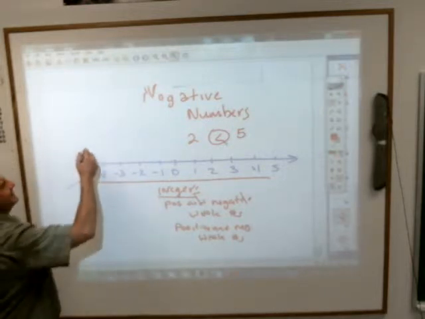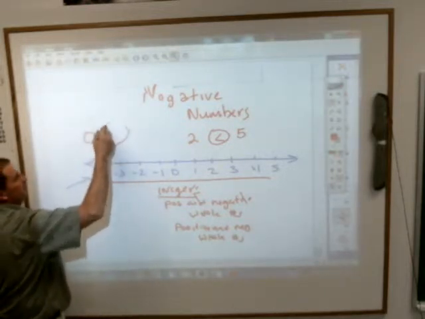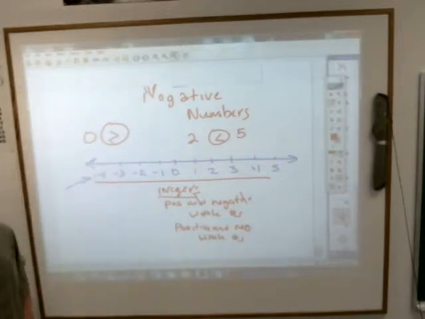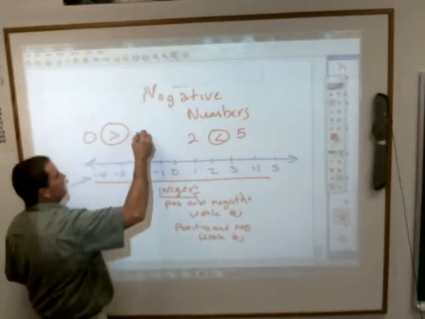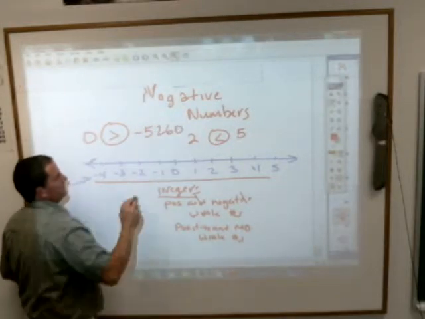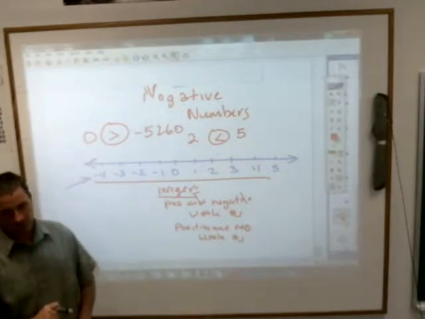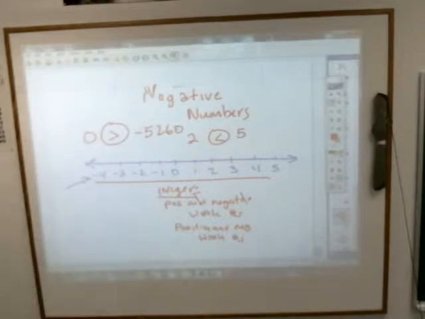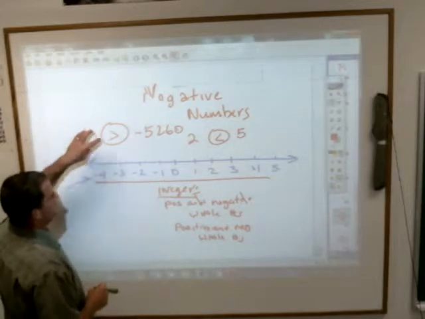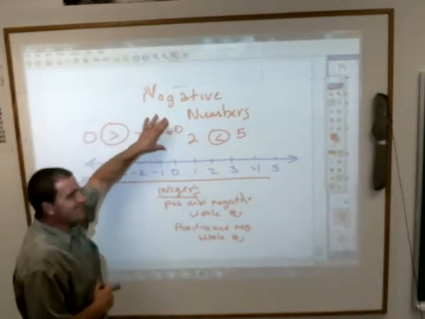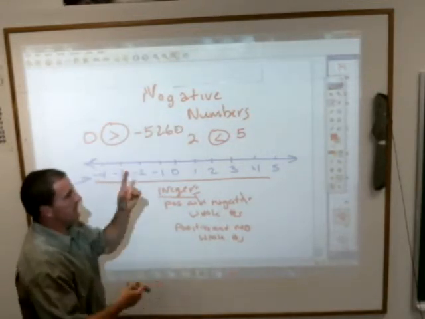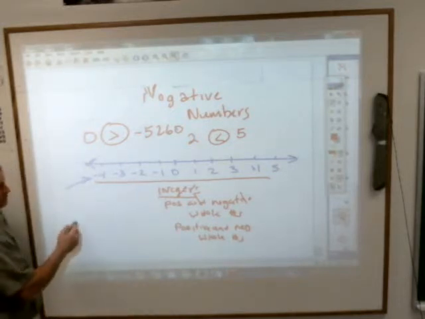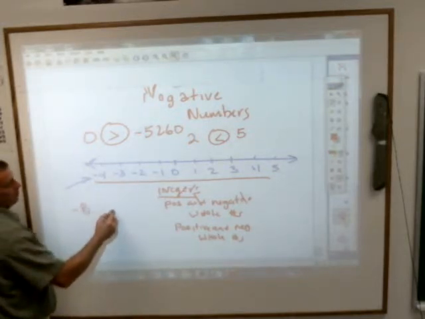So 0 is going to be greater than any negative number. I could have negative 5,260. 0 is way bigger than that. And that's a hard thing for somebody to think about because 0 really means you don't have anything, while negative means you actually owe somebody that. It's like if you do get it, you're going to have to give it up. Okay, so 0 is greater than any negative number. And it's almost backwards when you start thinking about comparing negative numbers. For example, what's bigger, negative 8 or negative 5?